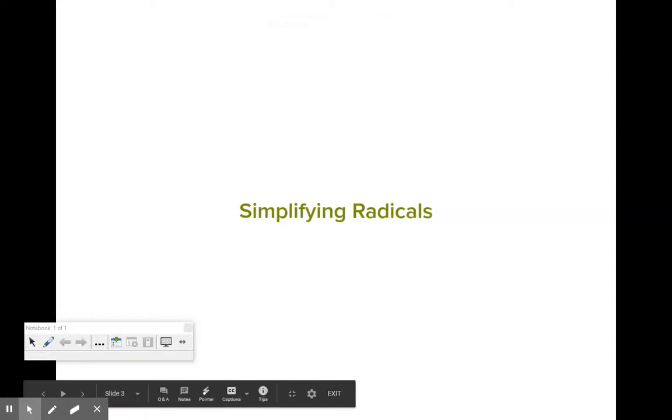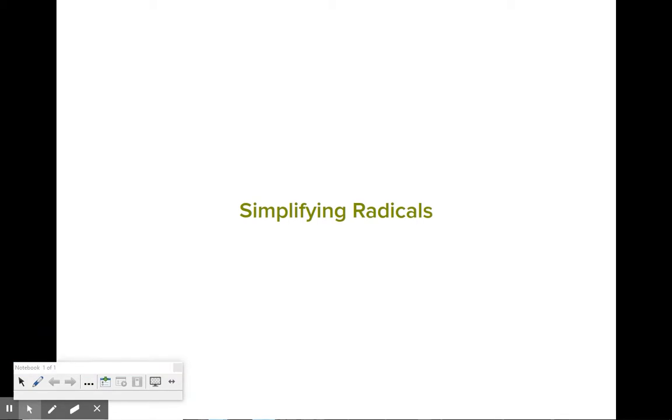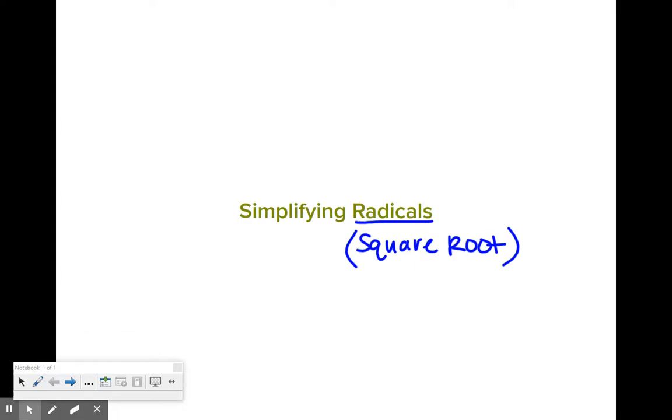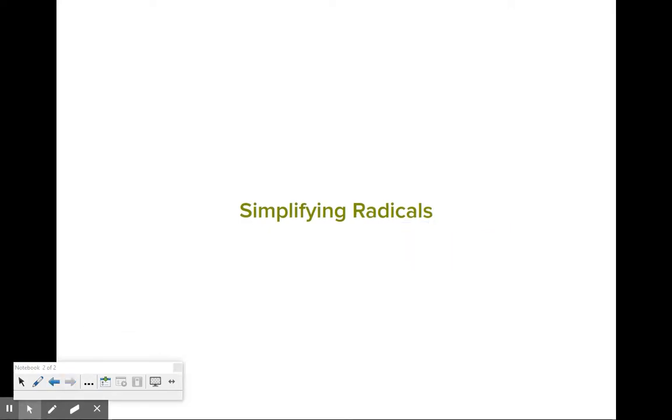All right, today we are going to be talking about simplifying radicals. I think we talked about this the other day, but another name for a radical is just a square root. So pretty much we are simplifying square roots today. And what do we mean by simplifying square roots?